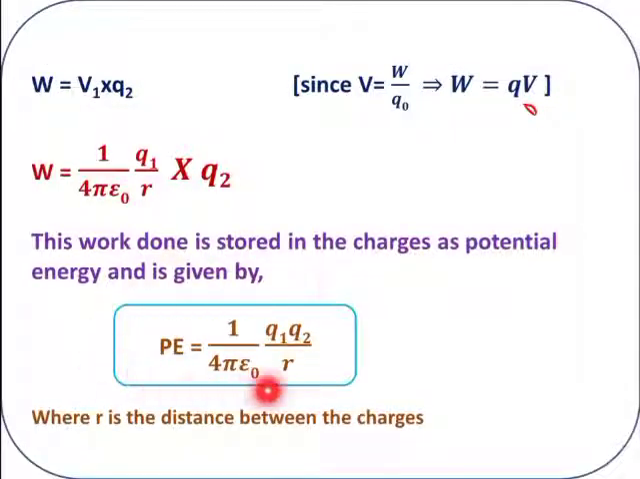Work done is nothing but potential energy, which you might have studied at school level, and both have the same SI unit. So here we are using the same concept for charges also. Work done is stored in the charges. Stored energy is nothing but potential energy, right? And R is the distance between the charges. This is a very, very important derivation. Practice this many times.